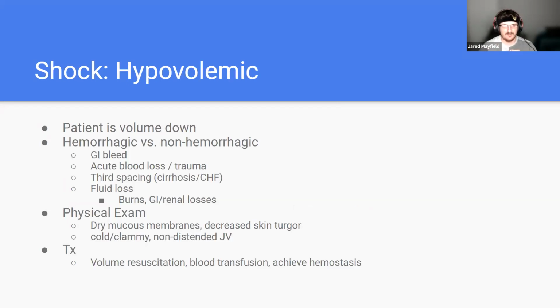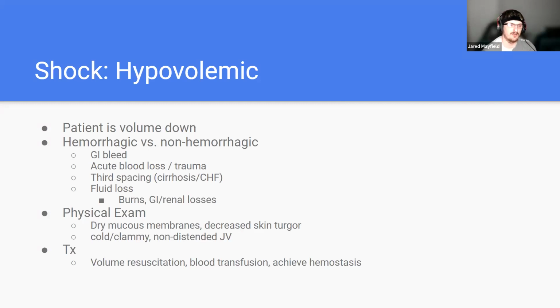So the first type of shock we'll talk about is hypovolemic shock. You can just think of this in terms of the patient being volume down across the board. And you have two types of hypovolemic shock: hemorrhagic versus non-hemorrhagic. Things that lead to this are any type of GI bleed or acute blood loss by way of trauma. Think of open book pelvic fractures that lead to massive internal bleeding.